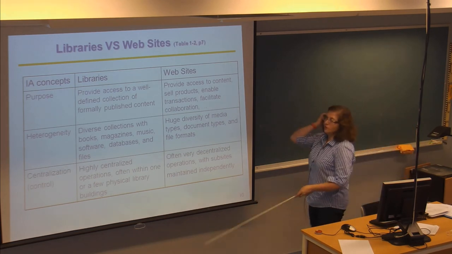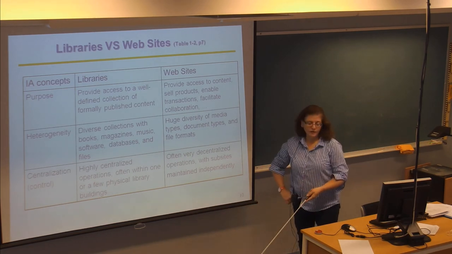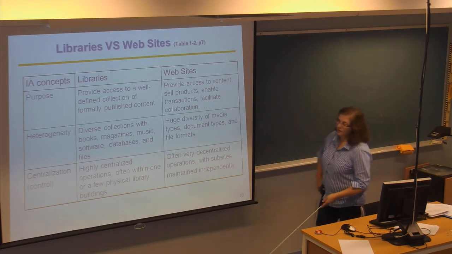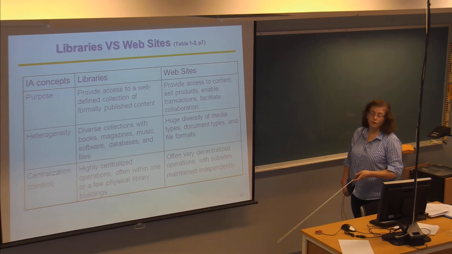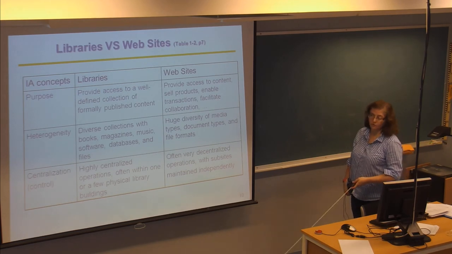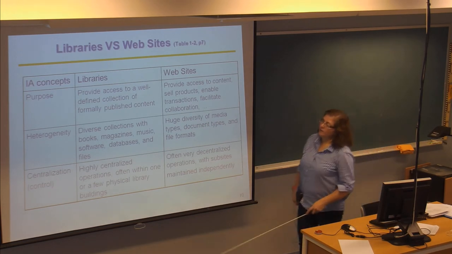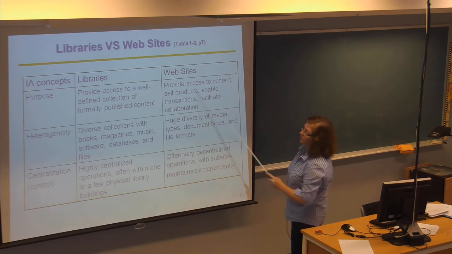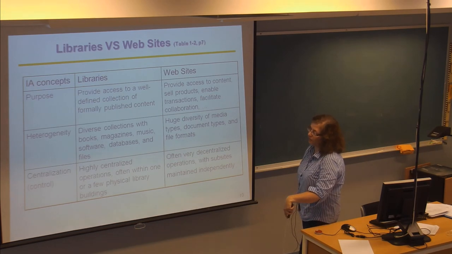In the libraries, you can look up the book and you can find where it is on the shelf. And when you find where it is on the shelf, there's also related books that are next to it. It can be cross-referenced into other areas, so you can search on subject and you can still find it. So there's different ways that libraries and websites are organized, and different types of purposes.